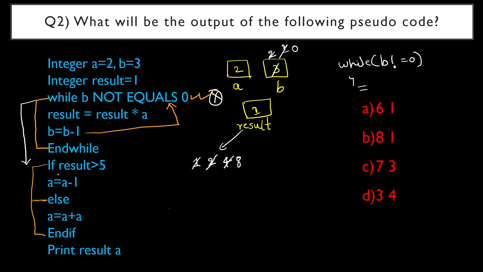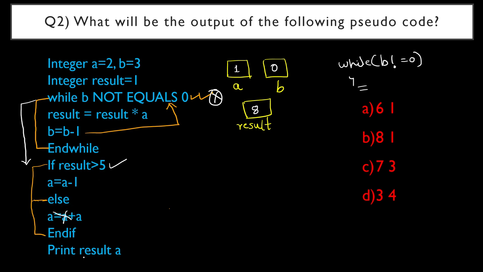Now here what we're checking is if result is greater than 5. So what is the value of result that we got? The value of result that we got is 8. So if result is greater than 5, A equal to A minus 1. This will become true because result is 8. So A equal to A minus 1. The value of A becomes 1 and the value of B is already 0. So this else part will not be executed since this condition became true.